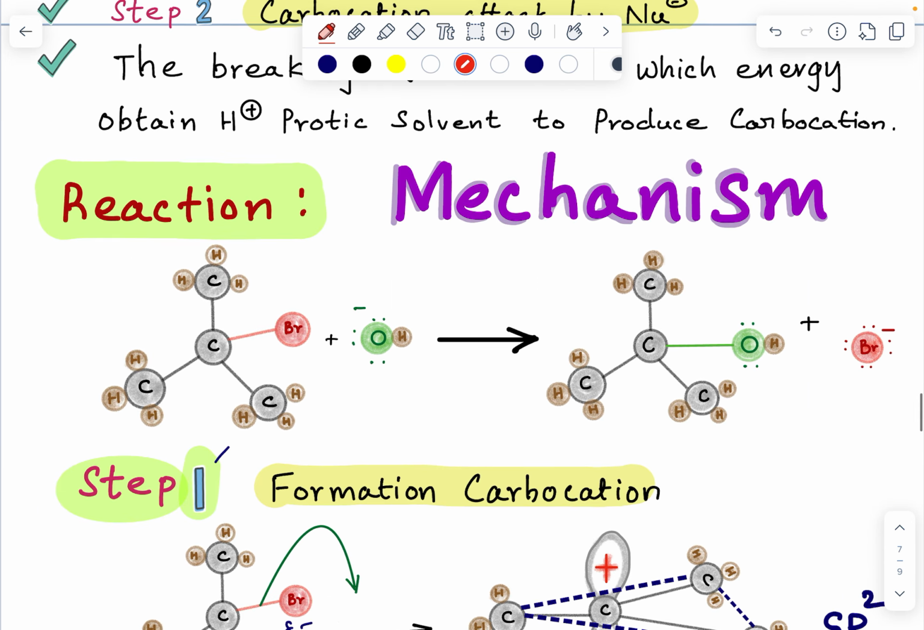Here I have the compound. What is the compound name? Here the longest chain will be 3 carbons. Numbering 1, 2, 3, in the second position I have substitution of methyl and bromine.